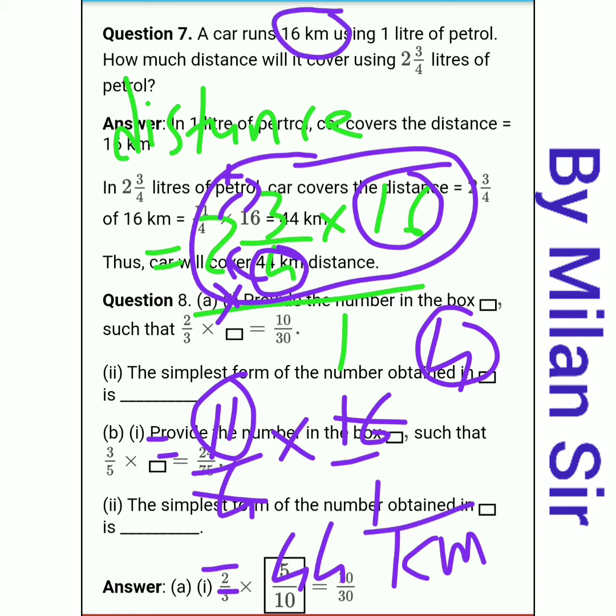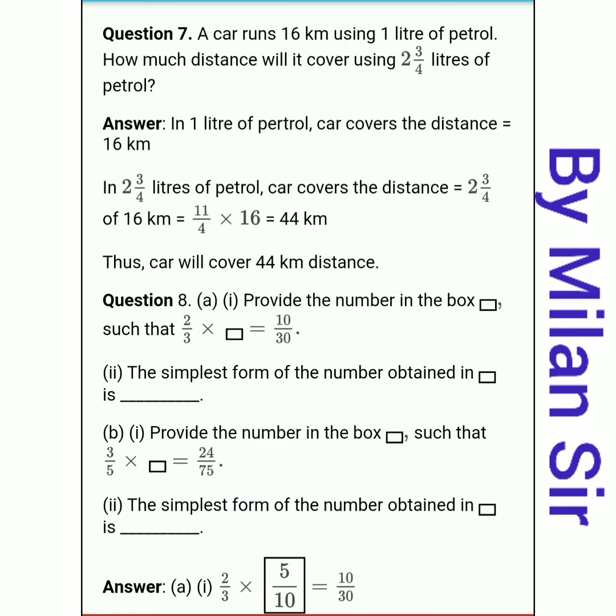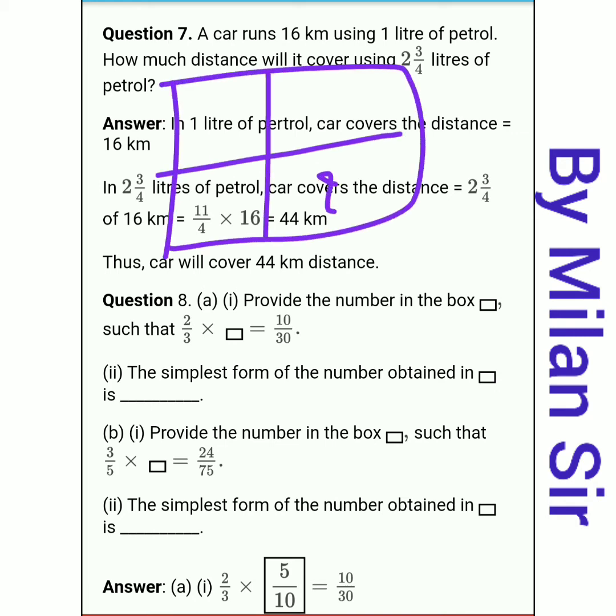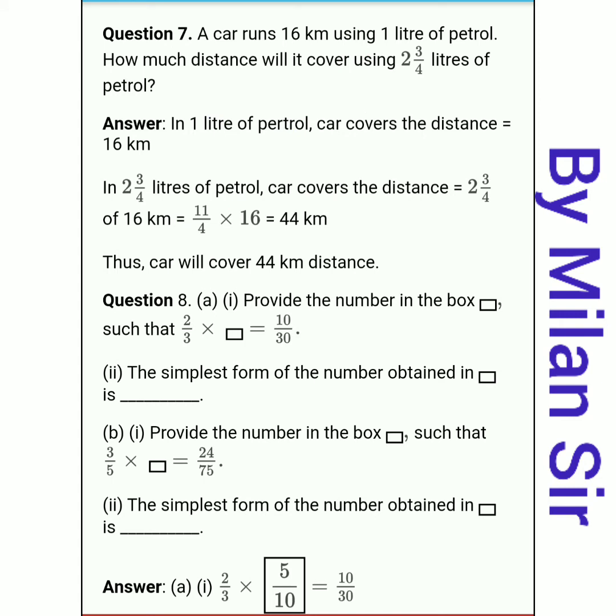So 44 kilometers. That means at last we can write that the car will cover 44 kilometers distance using 2 3 by 4 liters of petrol. We need to make one table. Whatever we need to find, we need to put in the second position. Then we multiply these two positions and divide by the first position. This is the method of direct proportion.